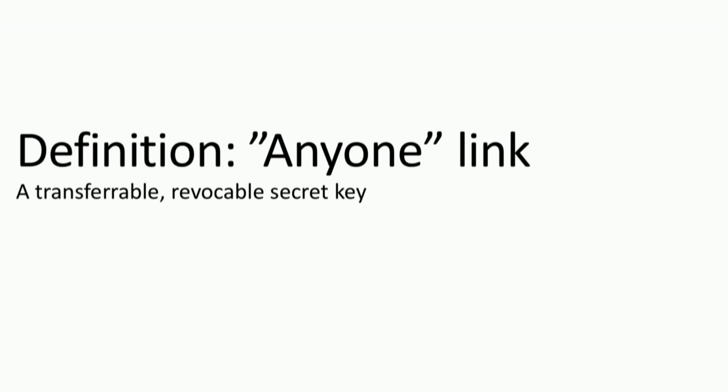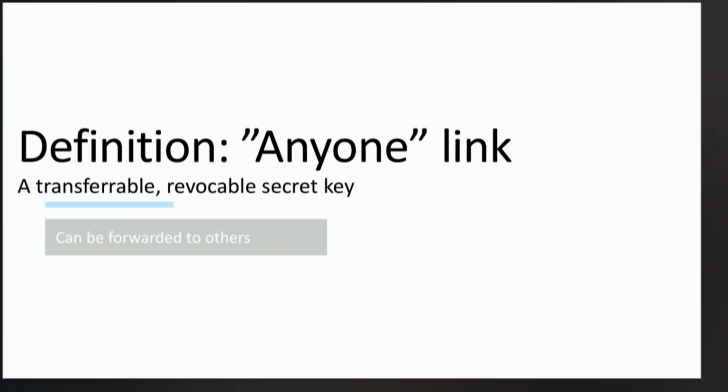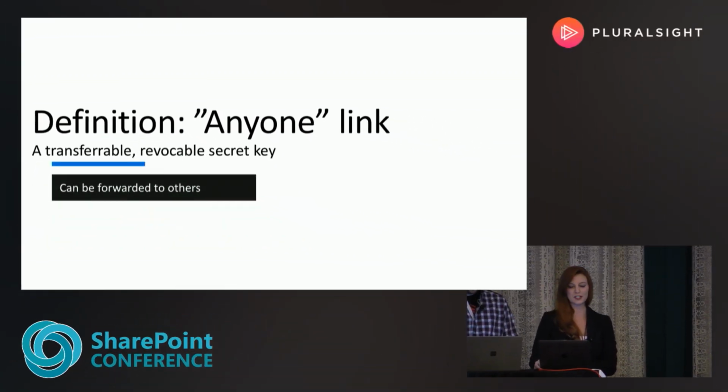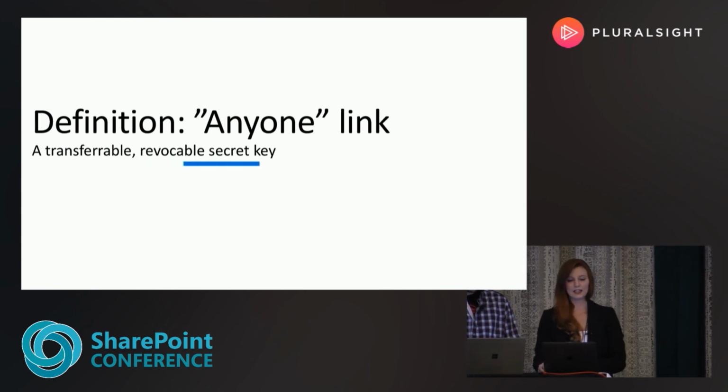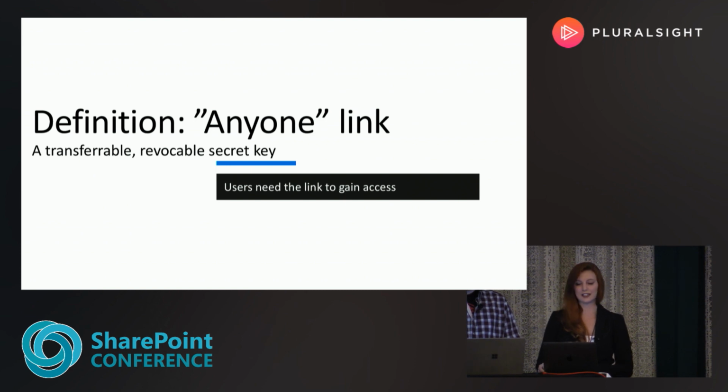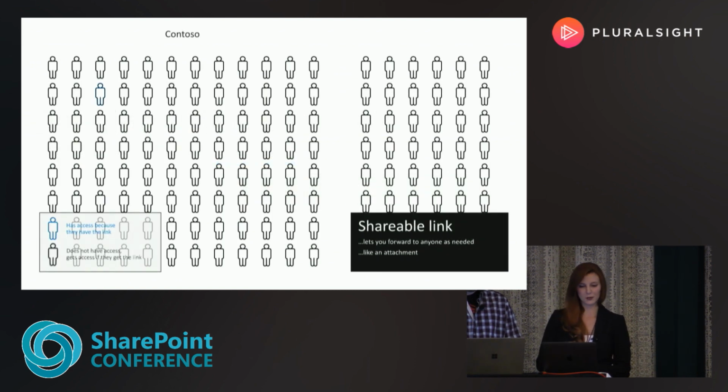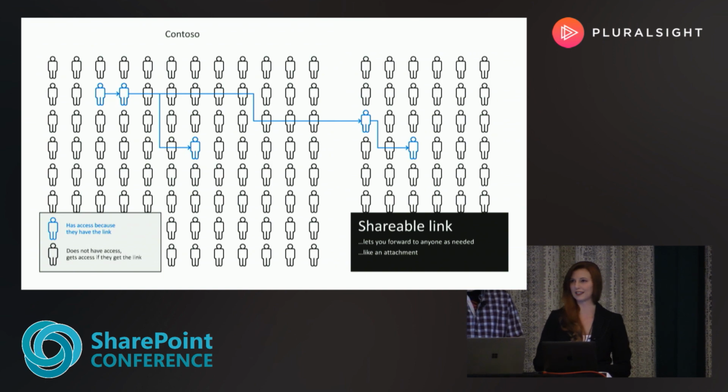It is a transferable, revocable secret key. It's transferable because it can be forwarded to others, revocable because access can be revoked at any time, and it's secret because the user does need that link to gain access. Now visually, we want to be able to share this with anyone either inside or outside of our organization. This allows us to keep track of where that link is being sent to and revoke access as need be.